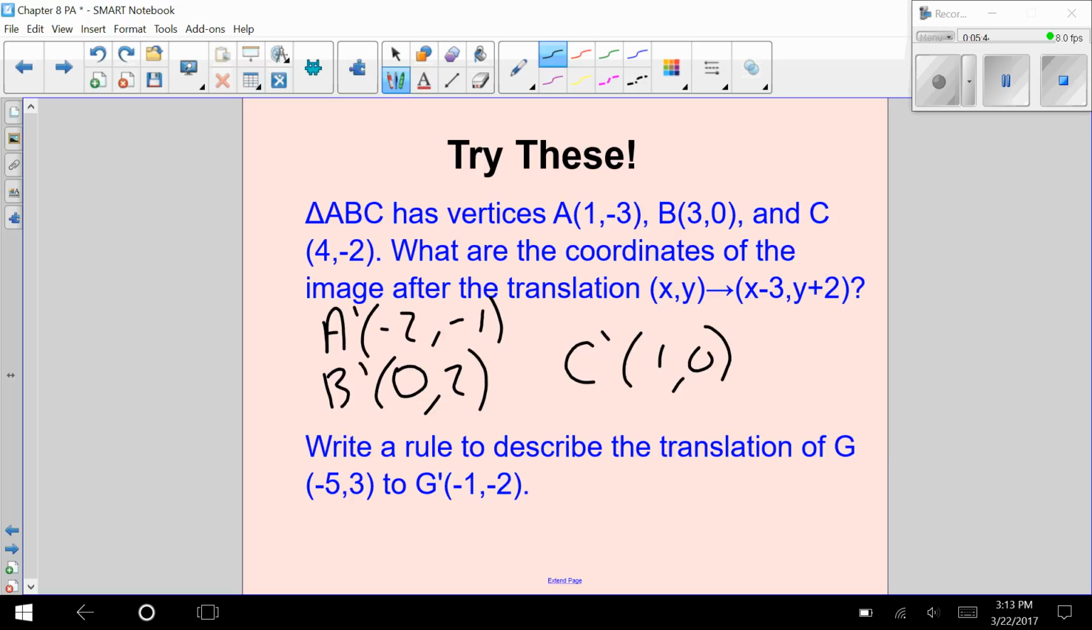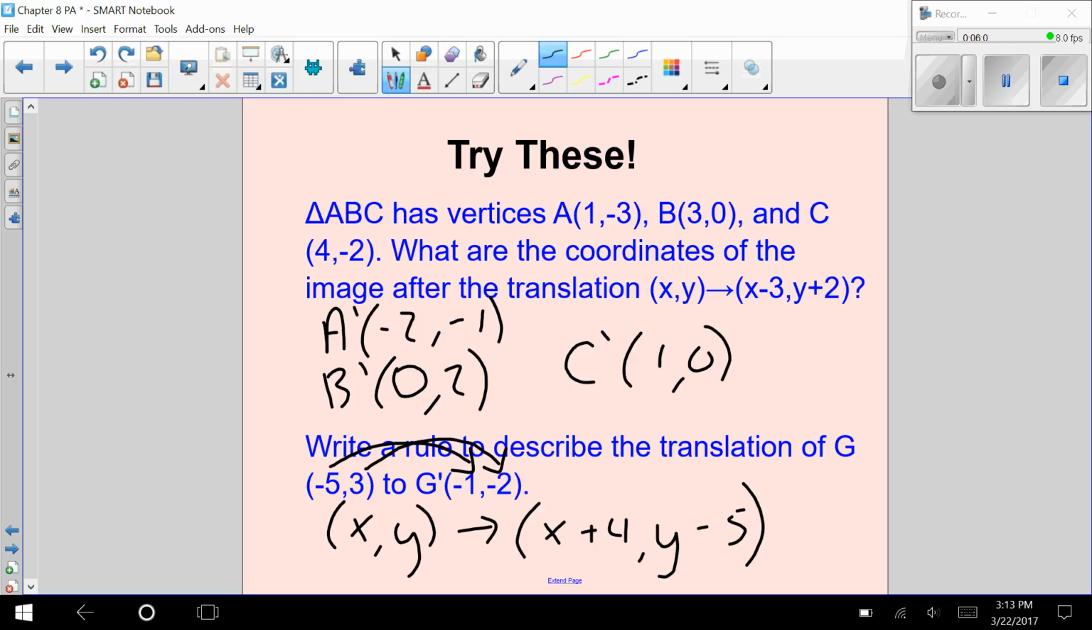Now my rule for the second one, always start with (x, y), arrow, x. To get from -5 to -1, I have to add 4. And y, to get from 3 to -2, I subtract 5. So there's my rule. Here's your assignment.